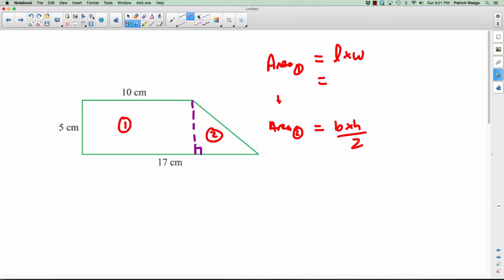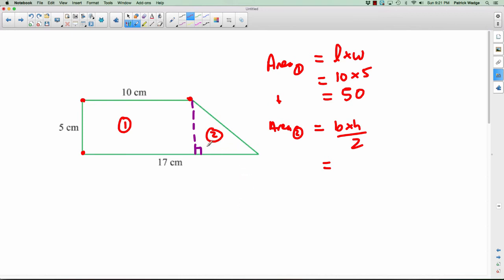What are the dimensions of the rectangle? Actually, that's not bad at all. Here's one dimension, 10, right? From here to here is 10. And the other dimension from here to here is 5. So 10 times 5 are my dimensions, which means the area of the rectangle is 50. Okay, let's do the triangle now.